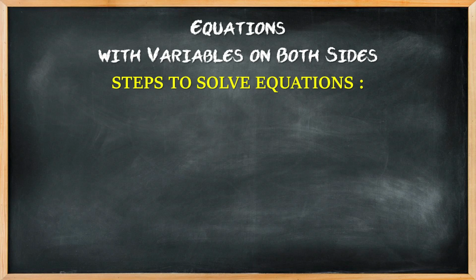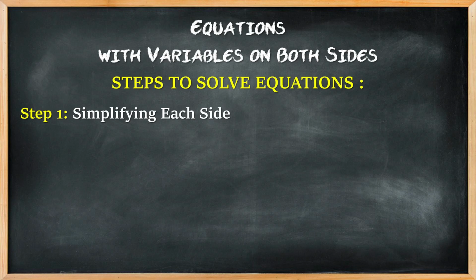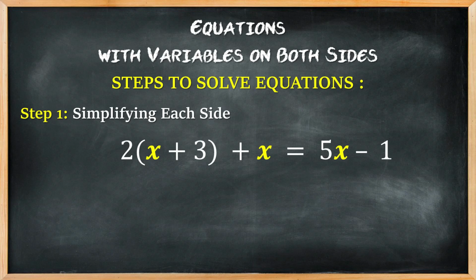The first step in solving equations with variables on both sides is to simplify each side of the equation independently. This means we need to eliminate parentheses and combine like terms before we can move variables around. Let's work with this example equation. 2 times the quantity x plus 3 plus x equals 5x minus 1. Notice we have parentheses on the left side and like terms that can be combined.